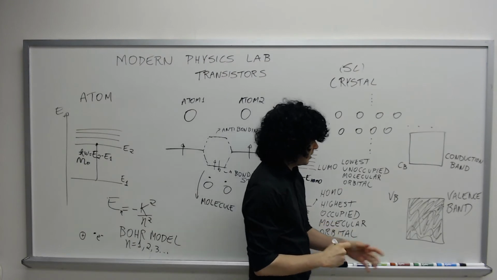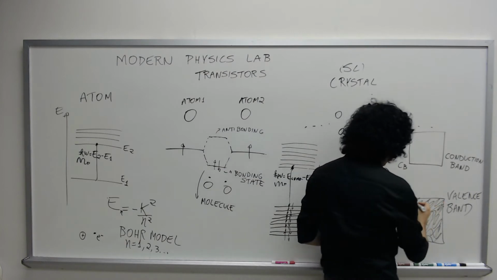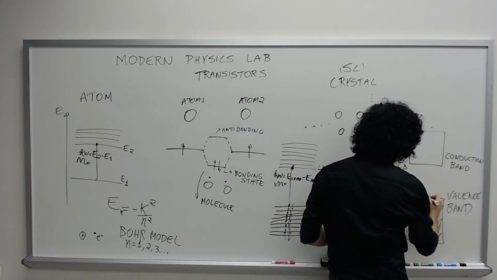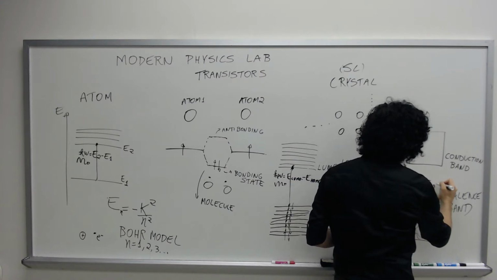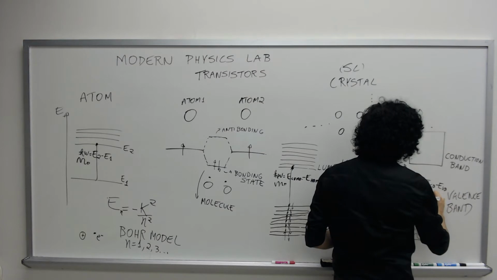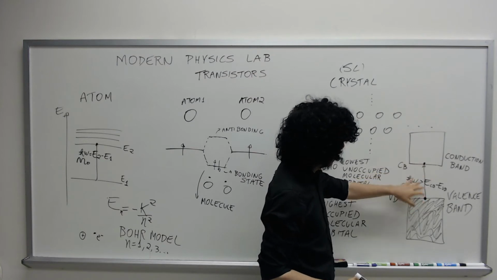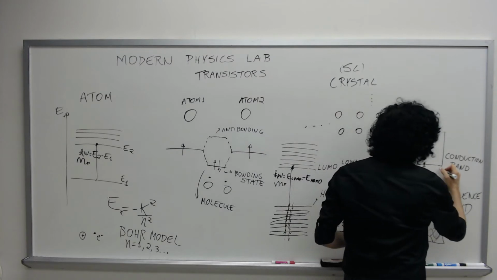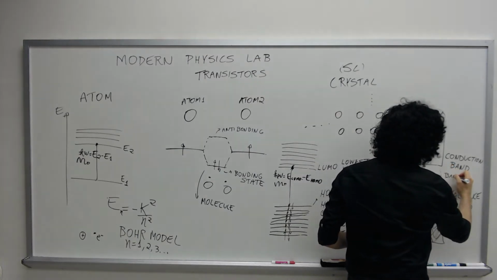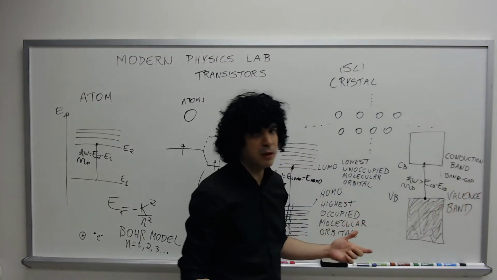So you can take electrons from here to here. You can take an electron from here and excite it by absorbing a photon whose energy is greater than the difference between the conduction and the valence band, and then you can take a photon from here to here. The states in between these two bands are what we call the band gap. So right here we have the band gap, and in the band gap there are no real states.